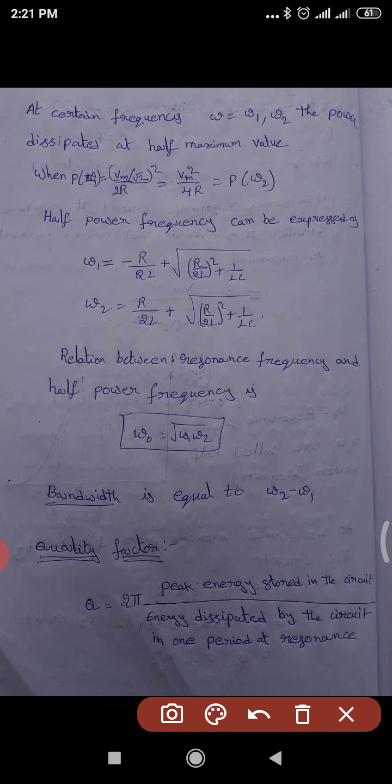This is the average power dissipated at half power frequencies. And another thing is, how can we find out these half power frequencies? By using these formulas. Actually, there is no need to derive all these formulas, you just have to remember all these formulas.